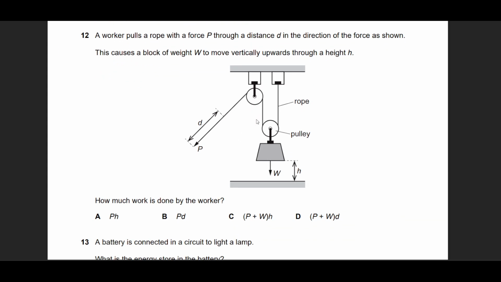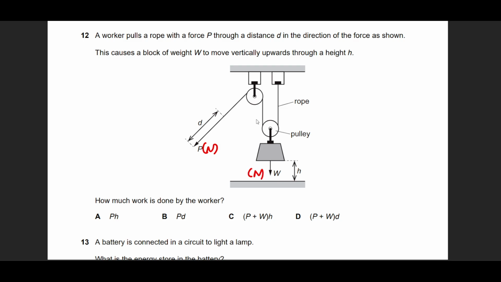Question number 12 gives you a lot of variables. It says, how much work is done by the worker? It could have been two answers, but since one of them is not given, we have the guarantee that we can choose one option or the other. So notice that P is also a force. W is also a force.